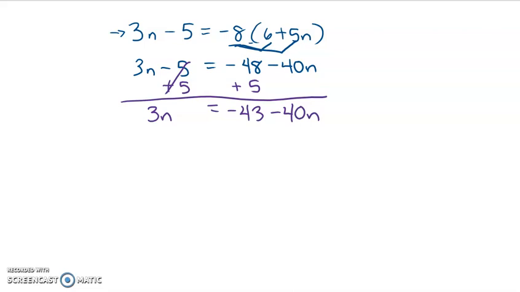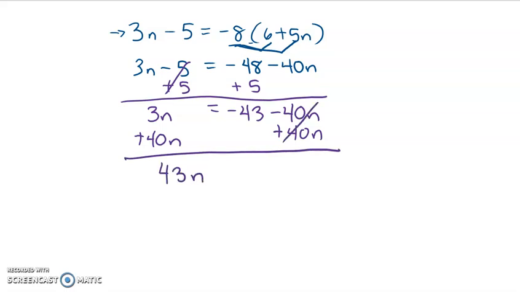Okay, so I have the constants on one side, the variables, okay, 3n's alone over there, so let's move the negative 40n. So zero it out, so I don't have it on the right side anymore. Add it to the other side. Okay, so I'm going to have 43n equals negative 43.